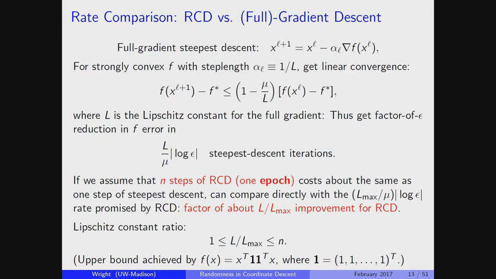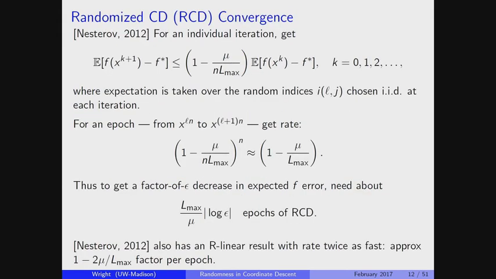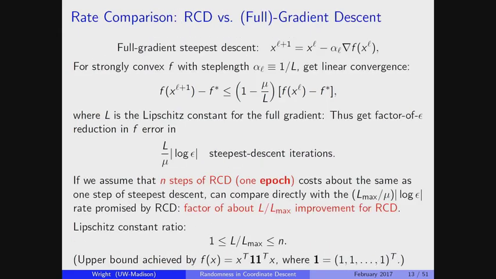Now, I'm assuming that one iteration of steepest descent costs about as much as n steps, or one epoch, of randomized coordinate descent. So I can do an apples to apples comparison by taking one epoch of coordinate descent and comparing it with one step of steepest descent. So we can compare this iteration complexity for steepest descent to the iteration complexity I got here for coordinate descent. It's very similar, except the L max has been replaced by L, okay? So we can compare the values of L and L max, and that gives us some indication of which one has the better worst case complexity. So it turns out that the ratio of L to L max is bounded between 1 and n, and the L max is often smaller, all right?